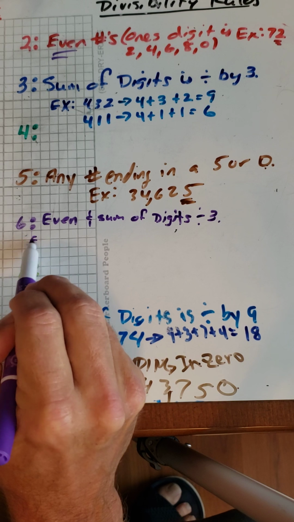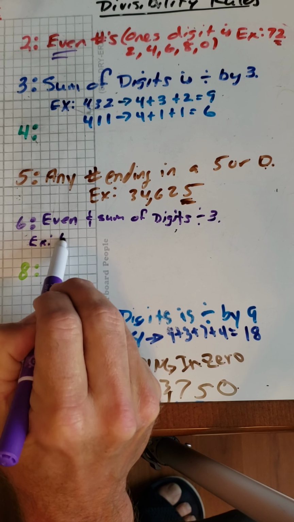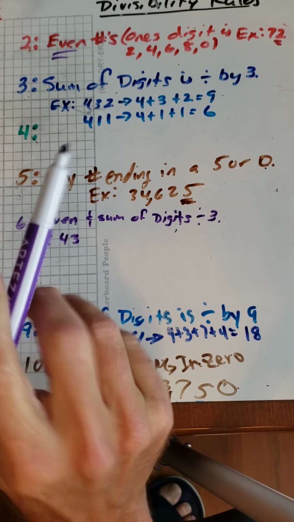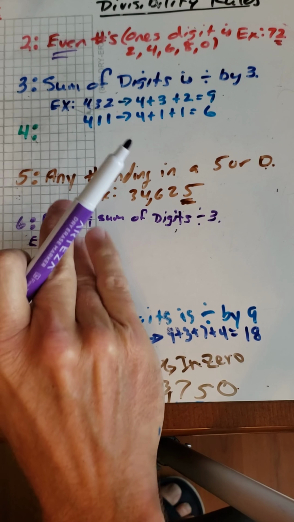So here's my first example. I keep using 4 and 3. I have no idea why. I'm going to change that up.